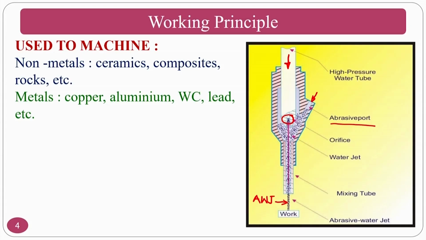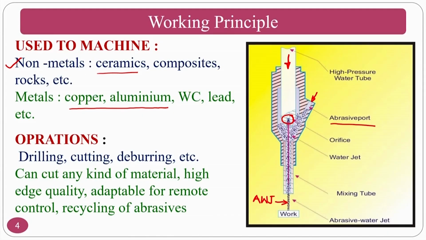So, used to machine non-metals basically. So, ceramic materials you can do, composites, rocks, metals such as copper, aluminum. Normally you do not prefer for copper and aluminum and other things because these are soft materials, but you can always use it. But preferably, since these are conductive materials, if you go for electric discharge machining and other things you can do it, but there may be a chance of heat affected zone, recast layer and other things. Okay. So, comparatively EDM is much better than abrasive water jet machining.